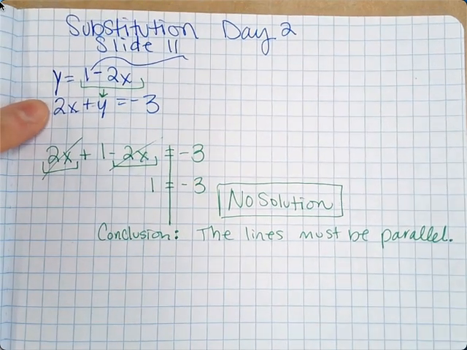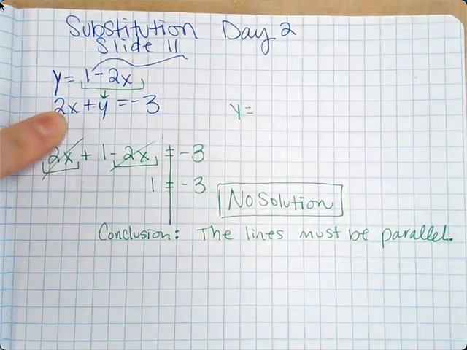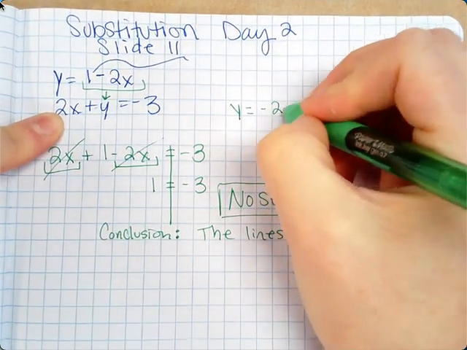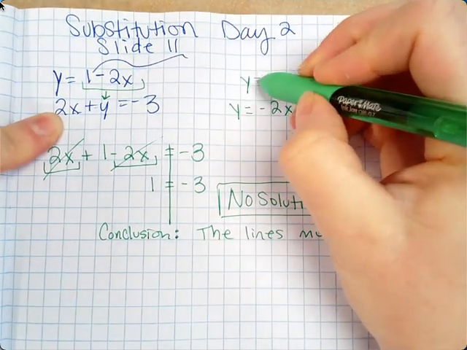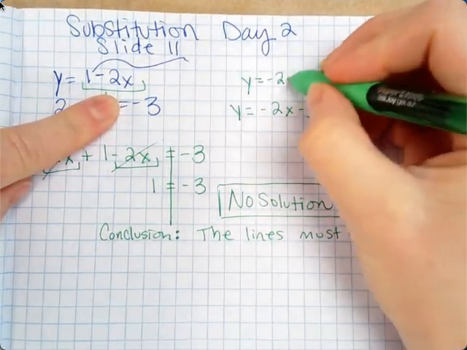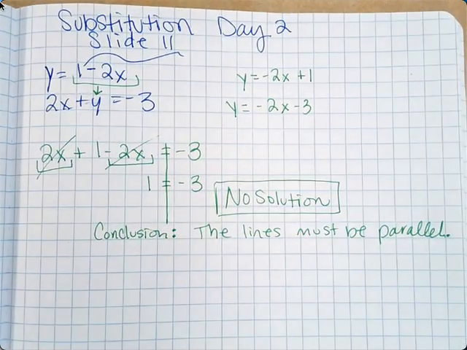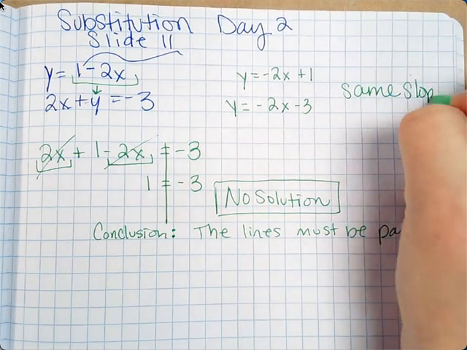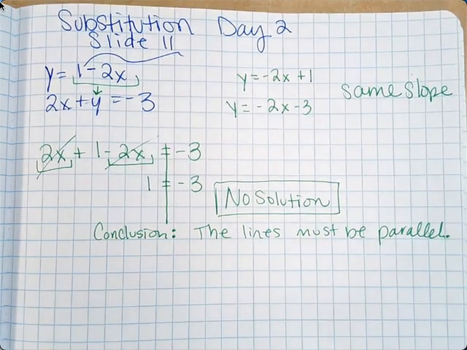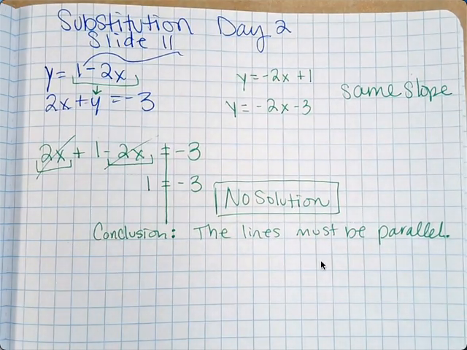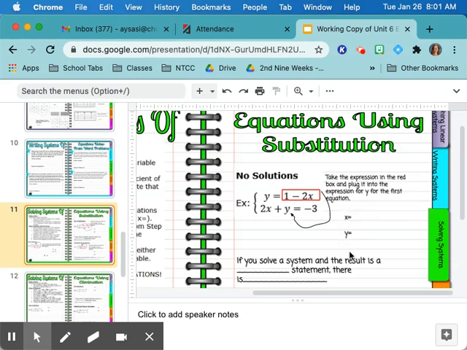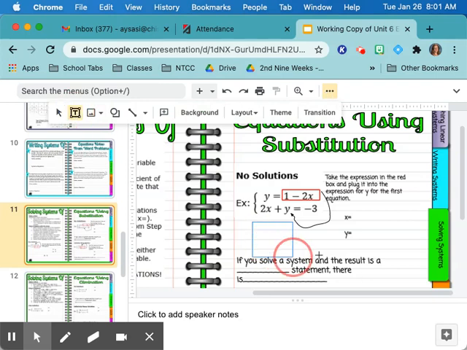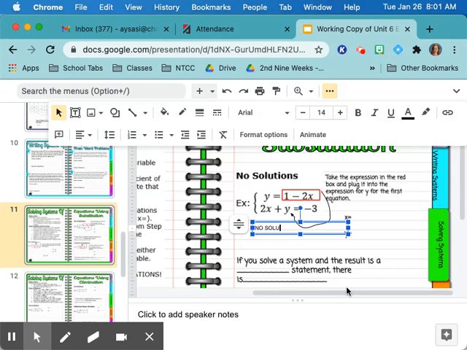So if I were to solve this for y, I would move this 2x to the other side, and it'd be negative 2x minus 3. And this other one is really, if I rearrange that, negative 2x plus 1. So what do you notice about these 2 lines when they're solved for y? They have the same what? Slope. So that automatically means no solution. They are parallel. Okay, so here, this is no solution.